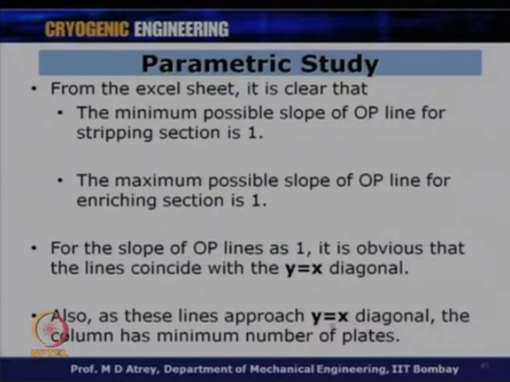That is what I am saying: if the operating line moves towards the diagonal, which is the y is equal to x line, your number of plates will go on reducing, while if your operating line starts moving towards the equilibrium curve, which is away from the diagonal, the number of plates will start increasing. This is a simple principle to understand the slope business in distillation column design.